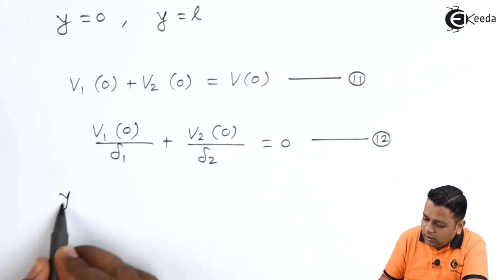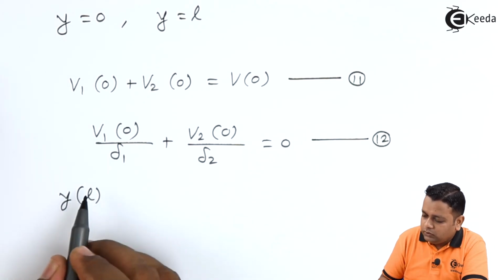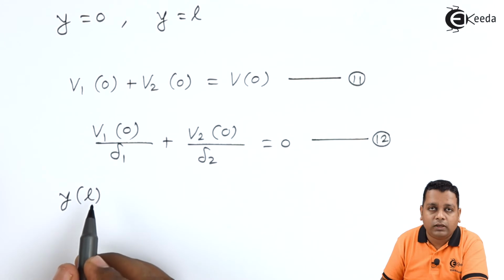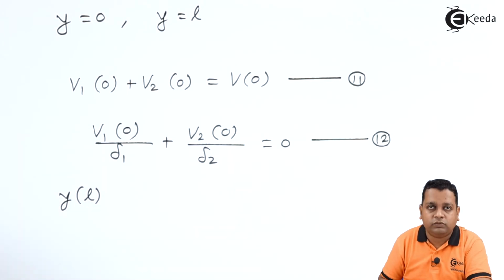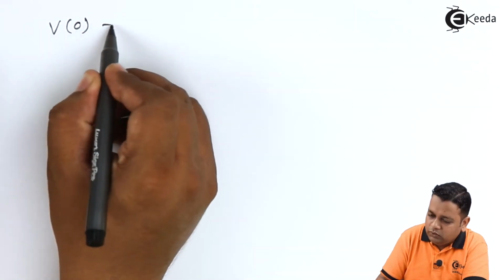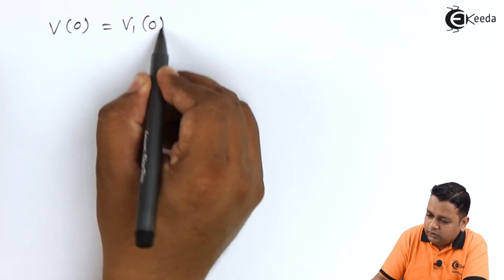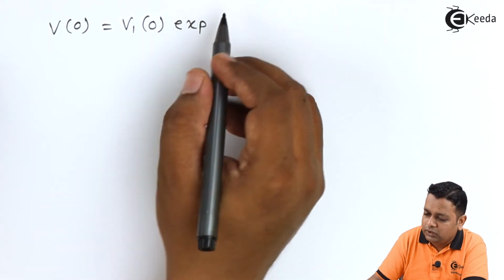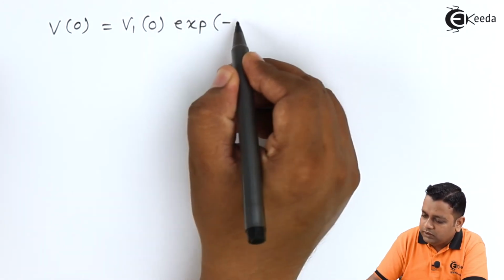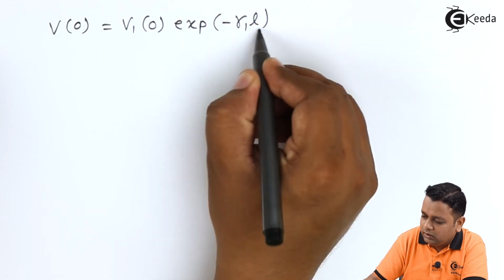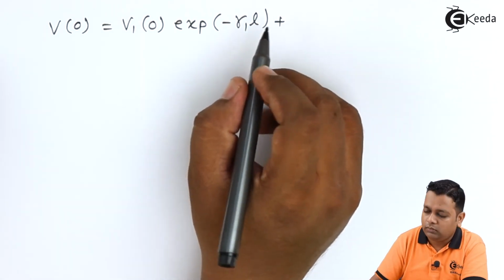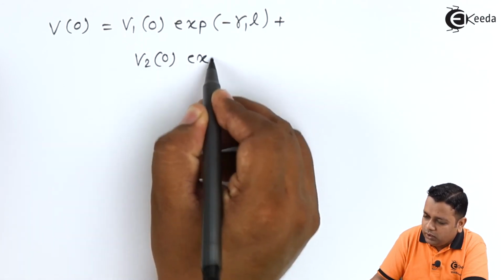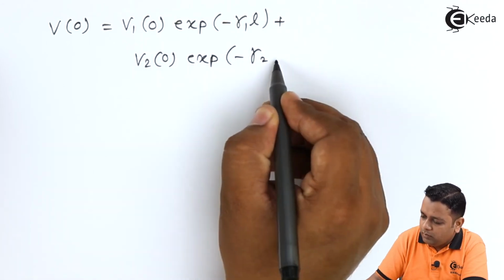Now taking the end point, here we can select y equal to L. So at y equal to L, the other parameter we can express for potential, V of L is equal to V1 of 0 multiplied by the exponential of minus gamma 1 into L, added with the second term, here we have V2 of 0 into the exponential of minus gamma 2 into L.